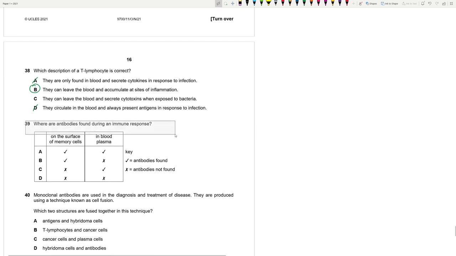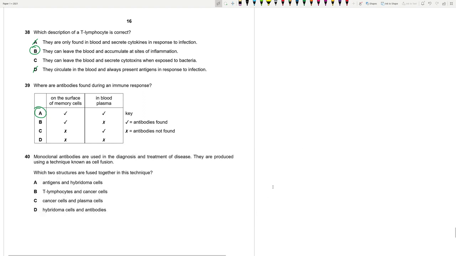39. Where are antibodies found during an immune response? They're found both in blood plasma and on the surface of memory cells. Antibodies act as markers. Memory cells are required for the secondary response, so that the response can occur much quicker.